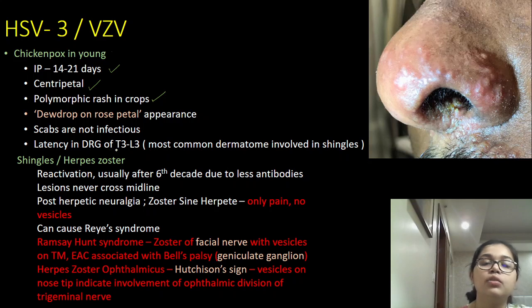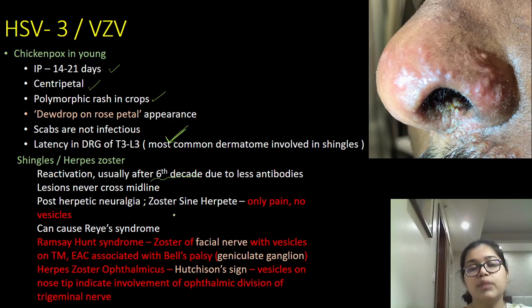Latency occurs in the dorsal root ganglia of T3 to L3, so these are the most common dermatomes involved in reactivation, or shingles, which usually happens after the 6th decade because of less immunity. Now, lesions never cross the midline. The most common complication is postherpetic neuralgia.